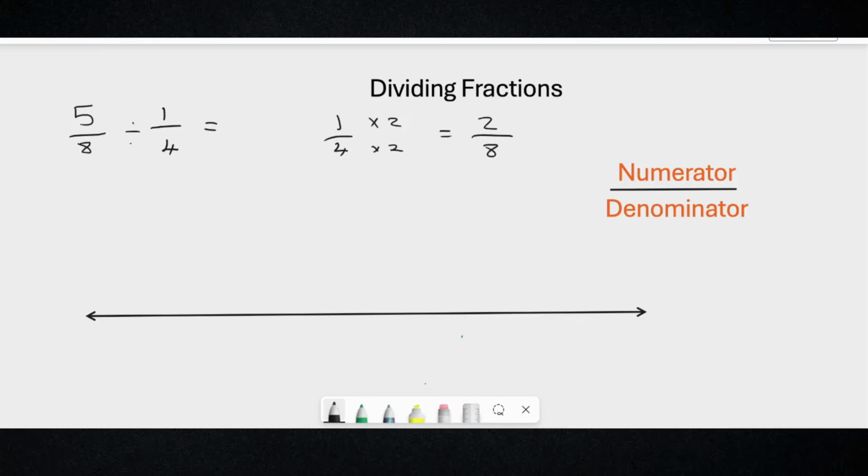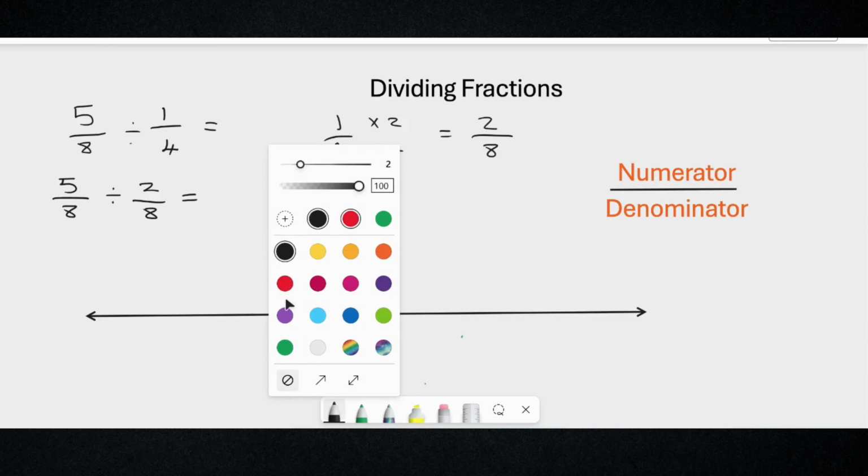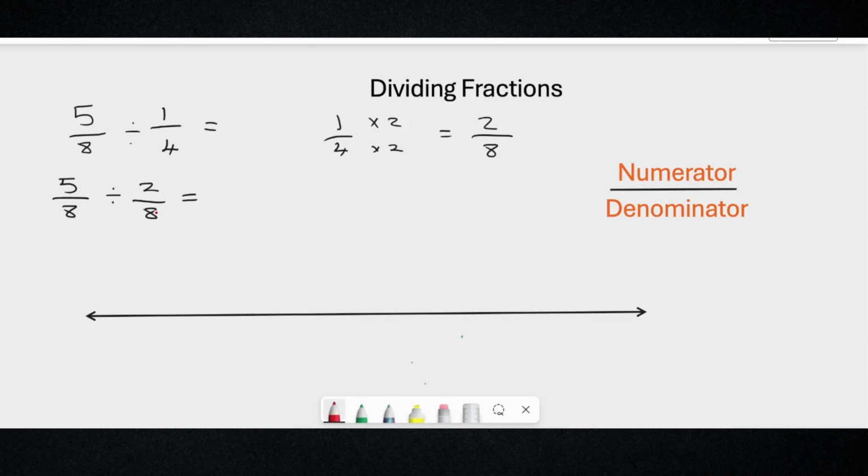So let's rewrite our problem. We have 5 over 8 divided by 1/4, which remember is the same as 2 over 8. Now, that's a bit better. So this problem is asking us how many 2/8s will fit into 5/8. So I'm now going to divide my number line into 8s.